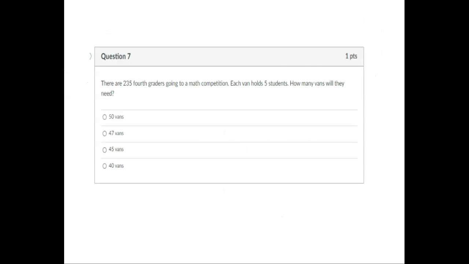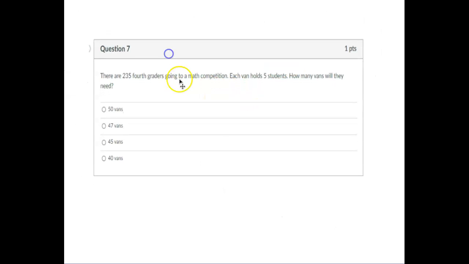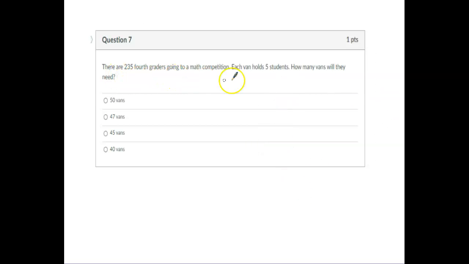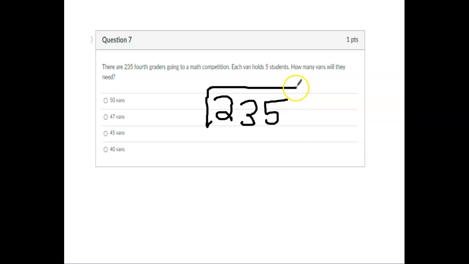All right, so now we're going to do a question on the practice quiz. This is number 7 on today's practice quiz. There are 235 fourth graders going to a math competition. Each van holds 5 students. How many vans would they need? Now I know there's 235 fourth graders, right? And it says each van holds 5 students.